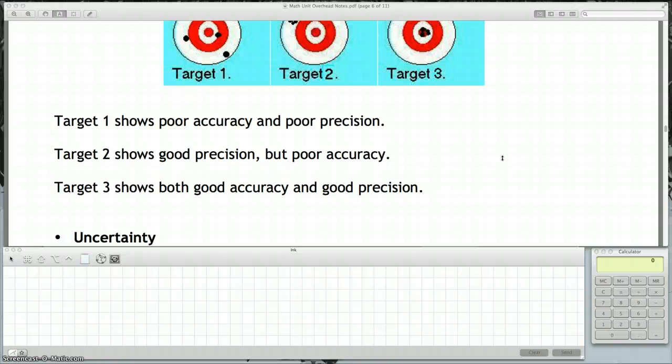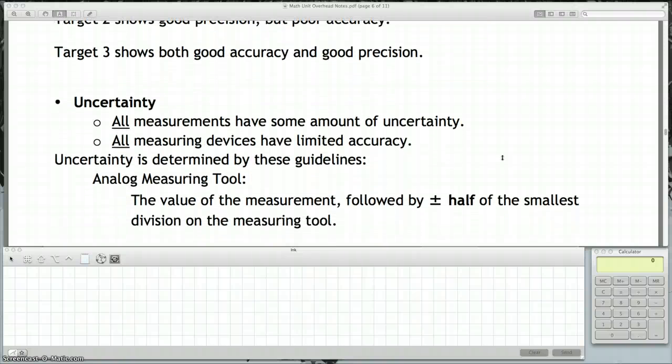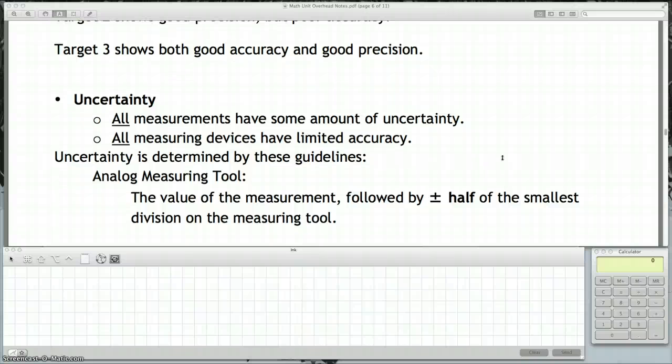Now, uncertainty. Uncertainty is how good our answer is. All measurements have some amount of uncertainty, and all measuring devices have limited accuracy. So, since our measuring devices have limited accuracy, there's always going to be a little wiggle room in our numbers. And that's what uncertainty is. It's that wiggle room.